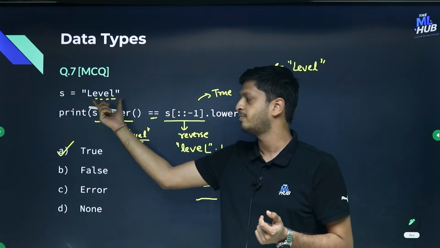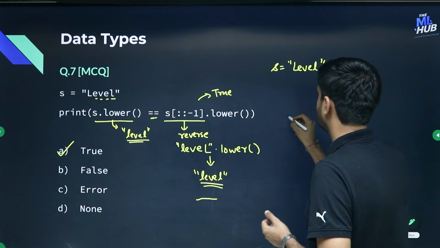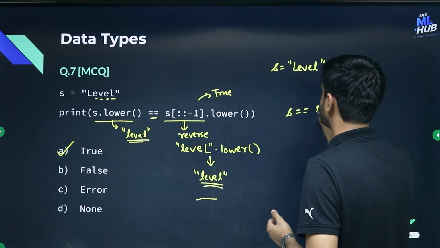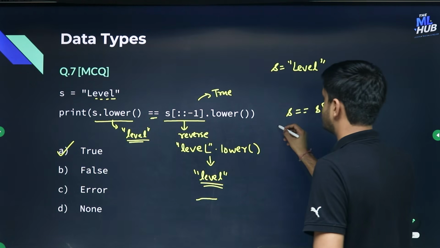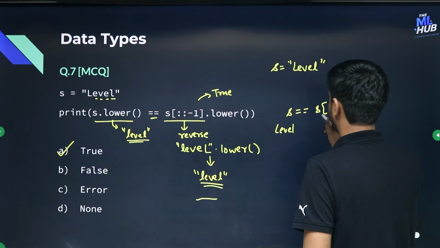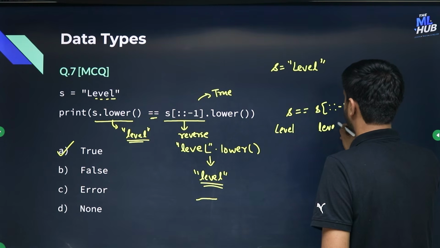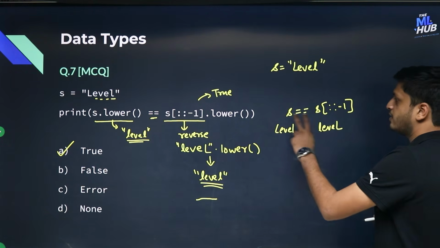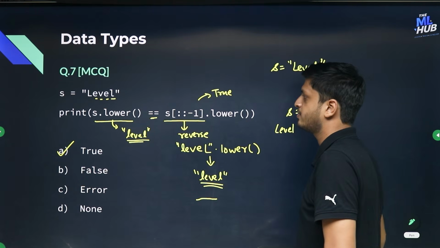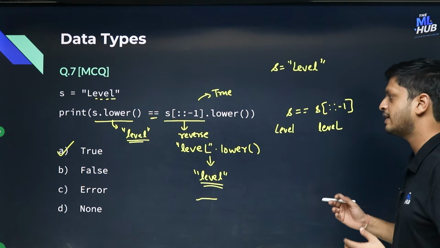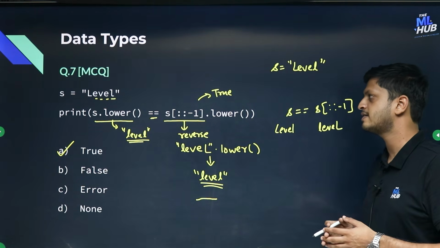This was not a palindrome. If you had directly written S is equal to S colon colon minus 1, then you would have gotten false, because S is capital L-E-V-E-L and the reverse of it is L-E-V-E capital L. They are not equal. But we have converted both of them to lower case, then they are equal, and hence the answer is true. So after converting to lower case, they are palindrome and hence the answer is option A.